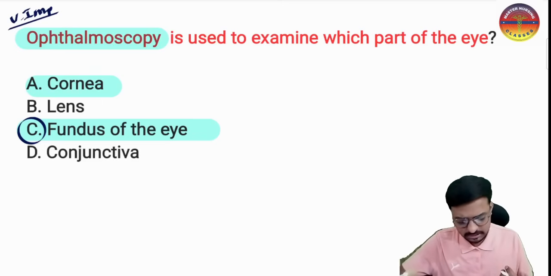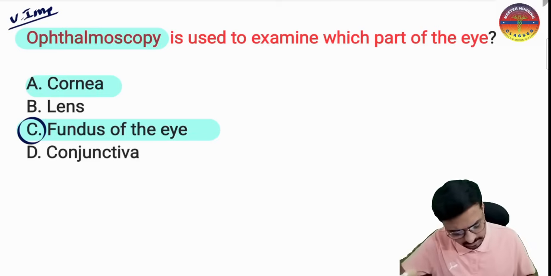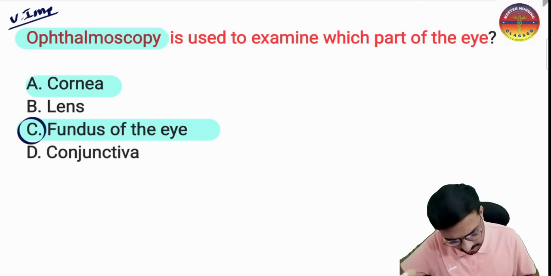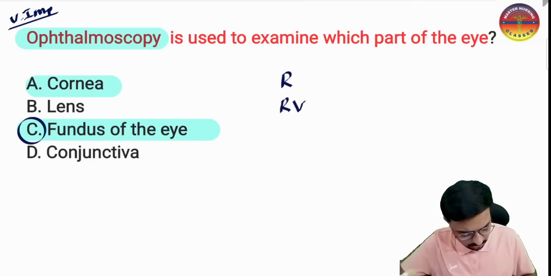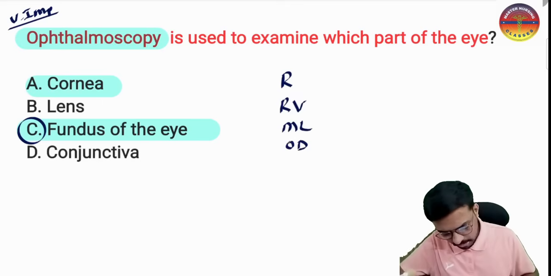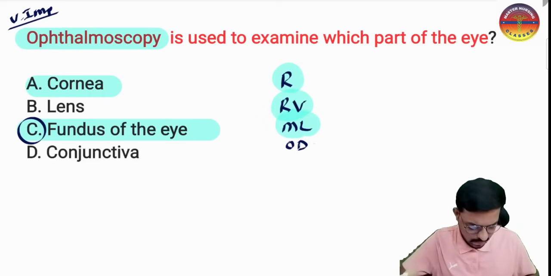So then what are we checking, sir? We are checking the innermost portion of the eye. So that is, we are checking the retina. So in the retina, what are the things we will see, sir? We will see the retina, retinal vessels, macula lutea and optic disc. So these all things: retina, retinal vessels, macula lutea and optic disc. So RRMO.